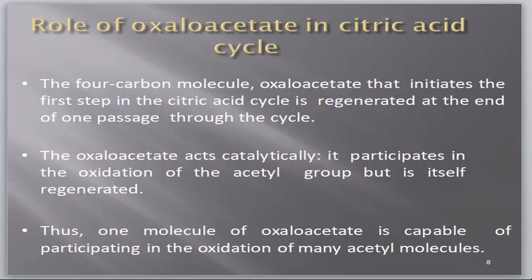It reacts with the acetyl CoA, making the citric acid compound, which further undergoes oxidation and decarboxylation and releases NADH and FADH2 from the TCA cycle. The oxaloacetate acts as a catalyst. It participates in the oxidation of the acetyl group. It helps to extract the energy from the carbons and hydrogens of the acetyl group, but it is self-regenerated at the end of the TCA cycle.